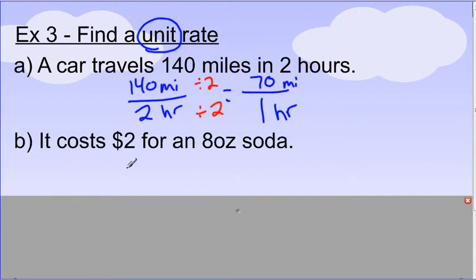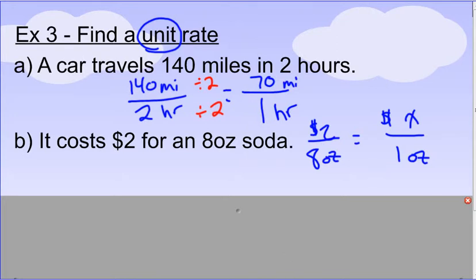Letter B. It says it costs $2 for an 8-ounce soda. So the unit rate would be, well, if we have $2 for 8 ounces, we want to know how much it is for 1 ounce. Notice how I have my labels. I have my missing piece. I'm going to call it a variable for now, because that's what a variable is. It represents a number that we don't know yet.